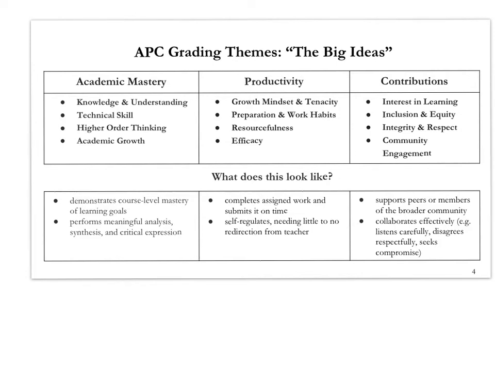Within each APC category, we specified 4 major themes, or big ideas, that would make up each grading category. These themes were selected as important skills or traits for middle school students to develop to be successful in both high school, college, and beyond. In this slide, you can see the 12 major themes listed out, along with descriptors or explanations of what these themes might look like in the classroom.